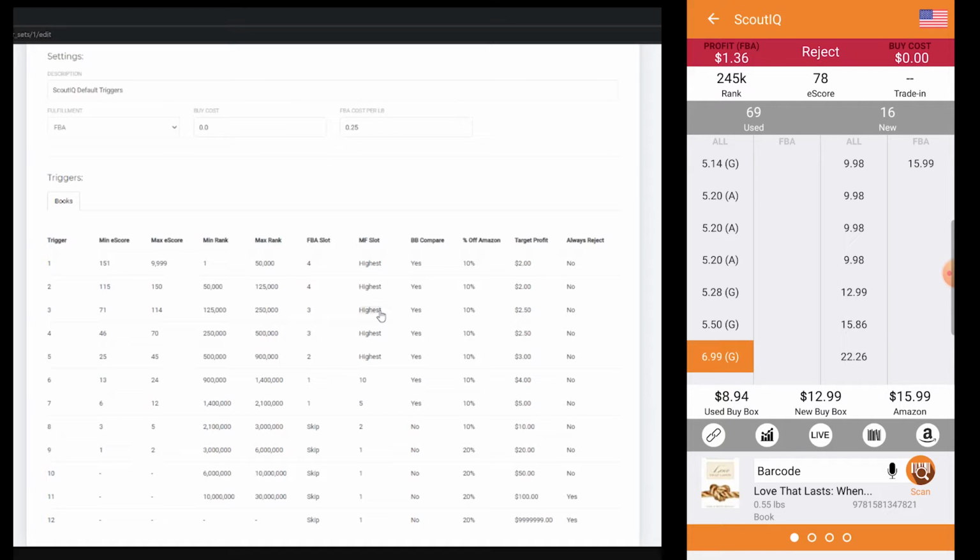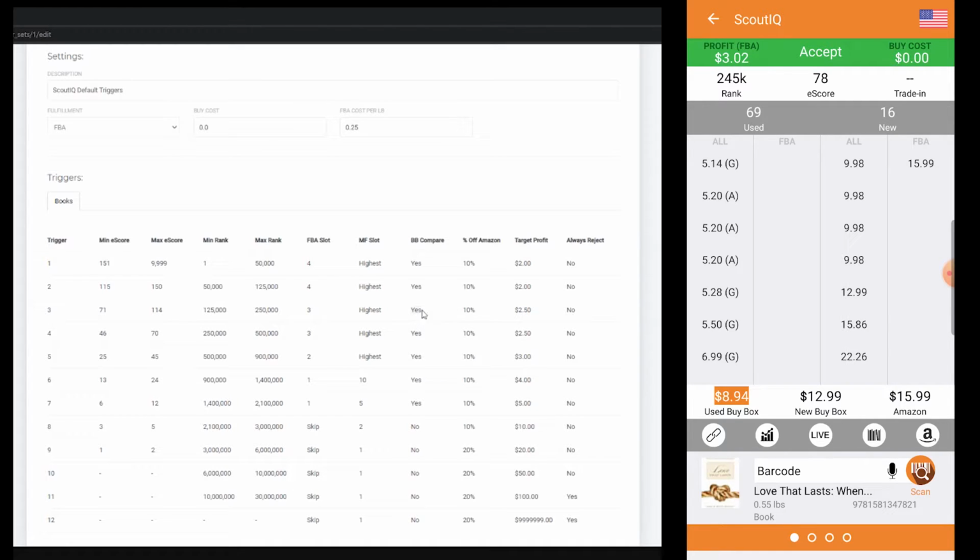I'm highlighting it right here. You can see it's $6.99. Then it compared that to the buy box. Is the buy box higher is what it's trying to look at. As we can see, the buy box is $8.94, so it is higher. So what it's saying is that the buy box, since it's higher than the highest merchant fulfilled, is most likely the lowest prime price. So that's what we're going to use as our comparison.